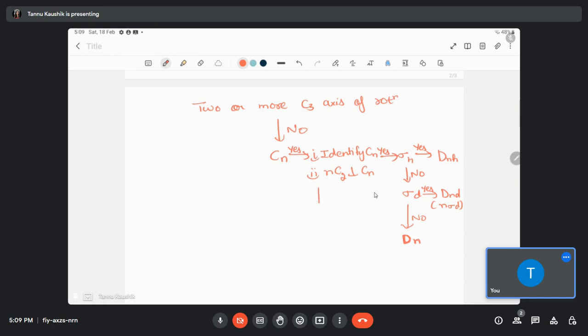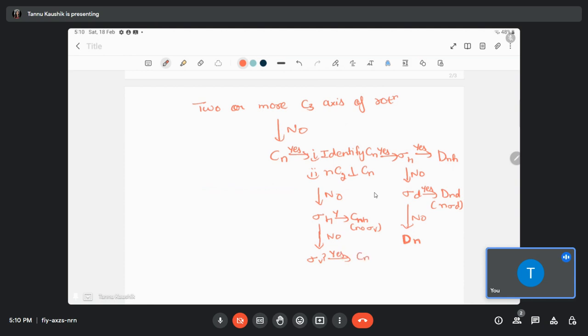But in case we don't have this n C2 perpendicular to Cn, then we will again check sigma h. So if it has sigma h, then it will come under Cnh point group, and it will have no sigma v in it. But if we don't have sigma h, then we will check for a vertical plane, sigma v.